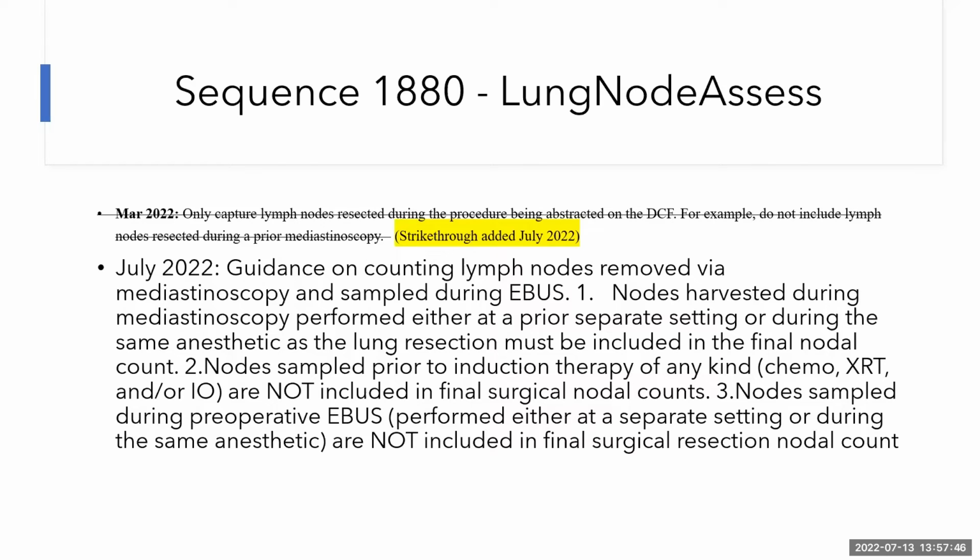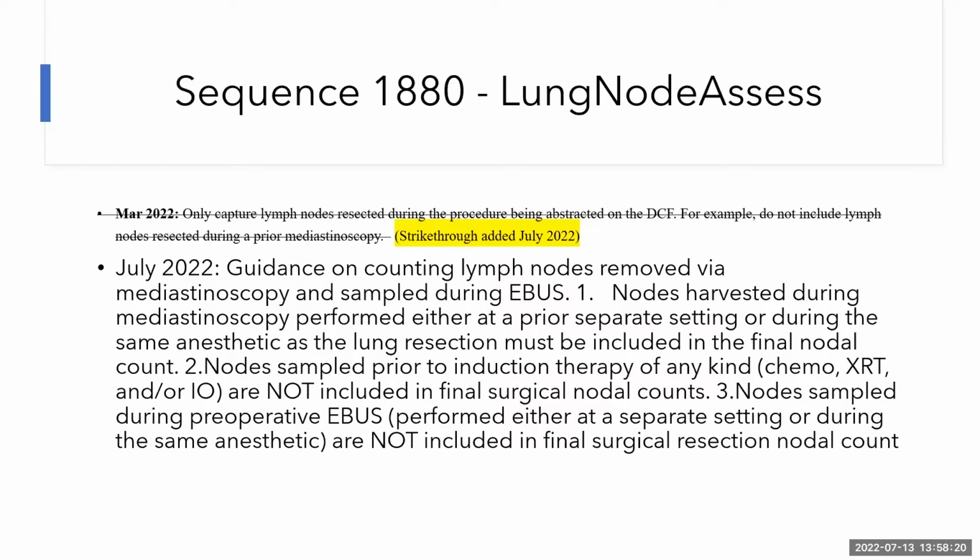So this is the summary statement from that series of meetings. Nodes that are harvested during mediastinoscopy performed either at a prior separate setting or during the same anesthetic as the lung resection must be included in the final nodal count. Nodes that are sampled prior to induction therapy of any kind are not included in the final count. And then nodes sampled during preoperative EBUS are not included in the final surgical resection nodal count.